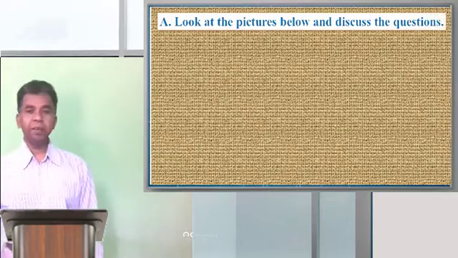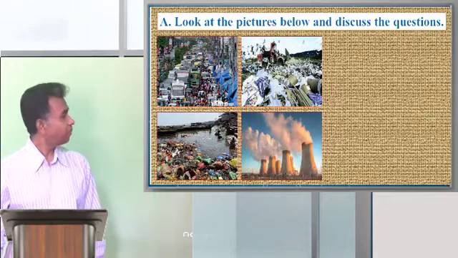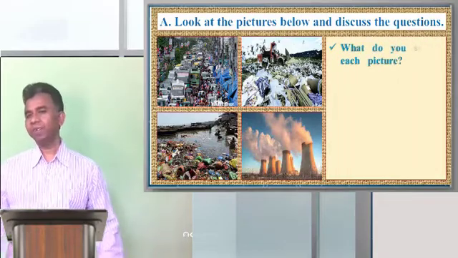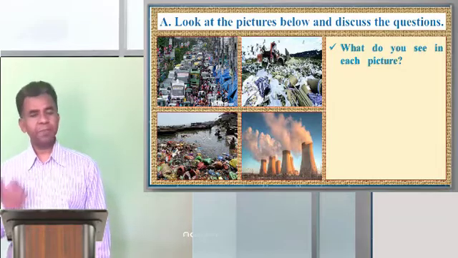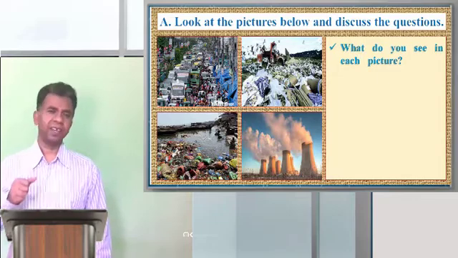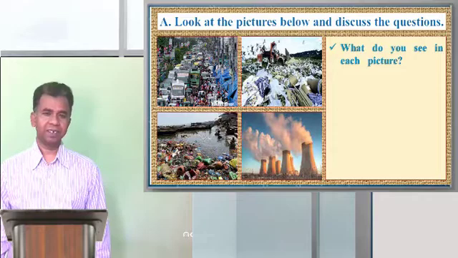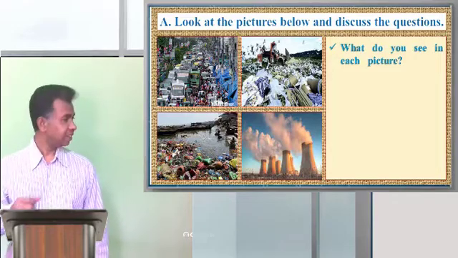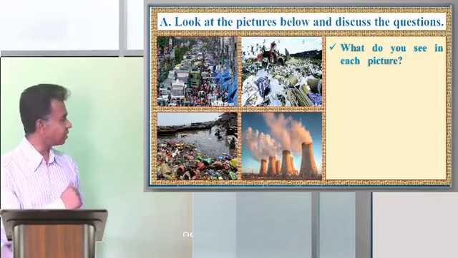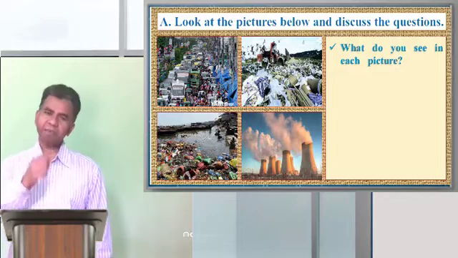Now, look at the pictures. Here are 4 pictures. What do you see in each picture? Try to say what you see in the pictures. Yes? Each of the 4 pictures represents a source of environment pollution.